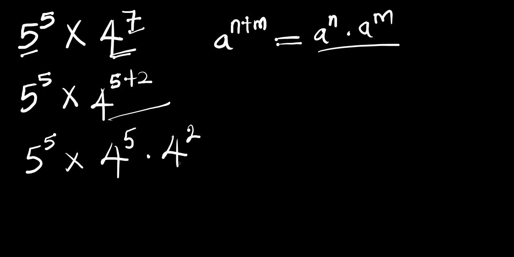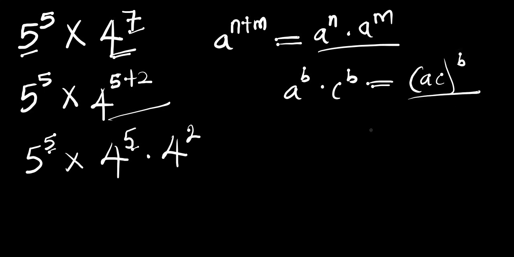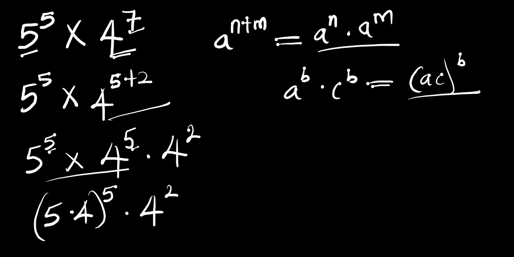So what next can we do? This is to the power of 5, this is to the power of 5. So we can as well combine them. Recall, if you have a power b times c power b, you can have it as a times c all to the power b. So let's apply this identity right here. We are going to have 5 times 4 all to the power of 5, then we have times 4 to the power of 2.